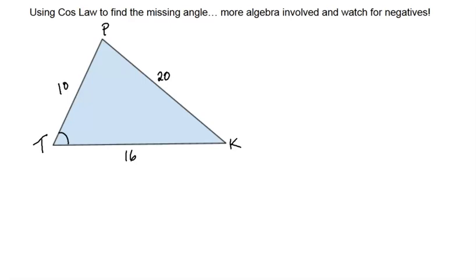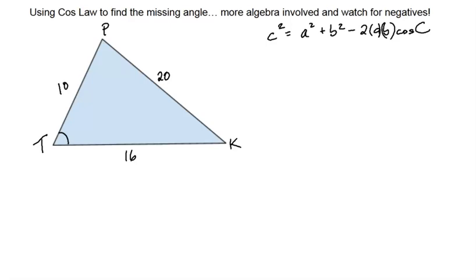Now, the formula is supposed to be c squared equals a squared plus b squared minus 2ab cos C. Notice, by the way, this is a lowercase c in the front here. But these are different letters.